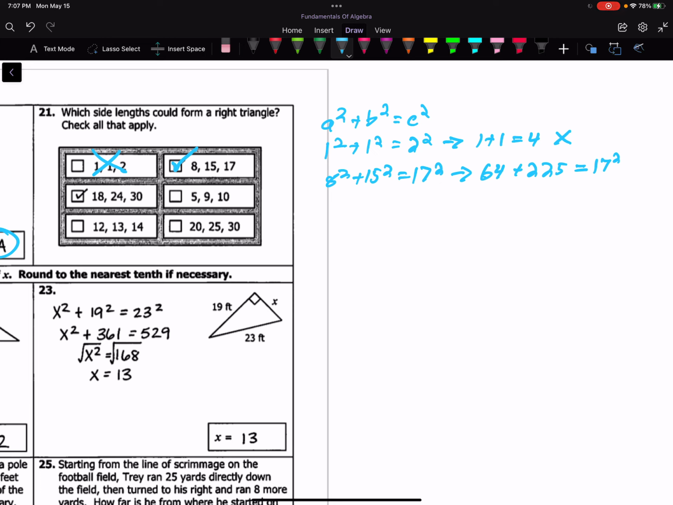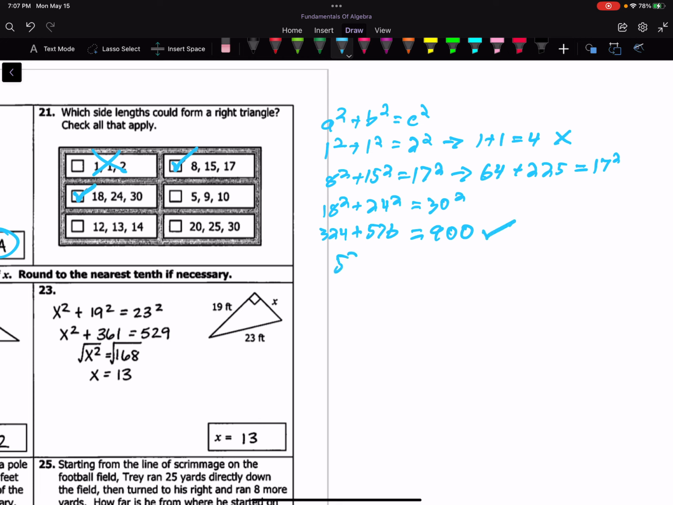Let's try 18 squared plus 24 squared equals 30 squared. Well, 30 squared is what? 900. 30 times 30 is 900. Let's try 18 squared. 18 squared is 324. What's 24 squared? It's 576. Add those together, do you get 900? Yes, you do. So that one is also a right triangle.